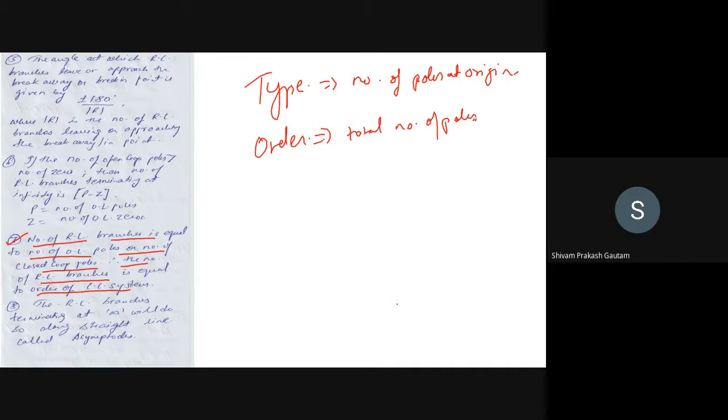Right? So this is step number 7. What does step number 7 say? The total number of root locus branches is equal to the number of open loop poles or number of closed loop poles, or equal to the order of the control system or order of the closed loop system. So let us see step number 8. That is step number 8.